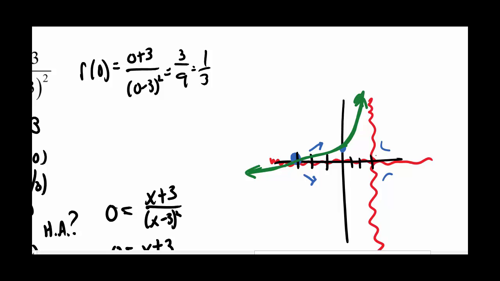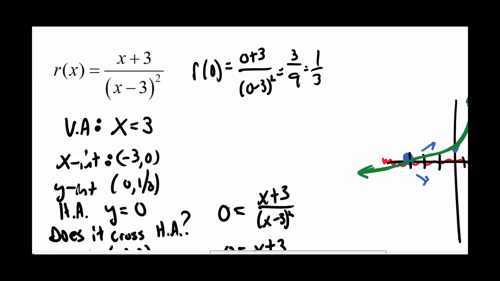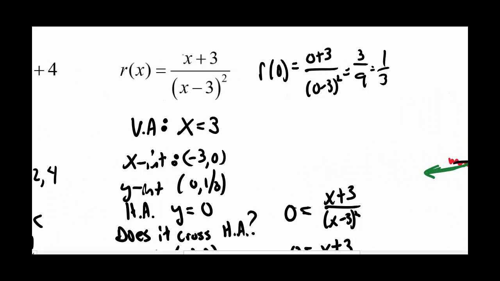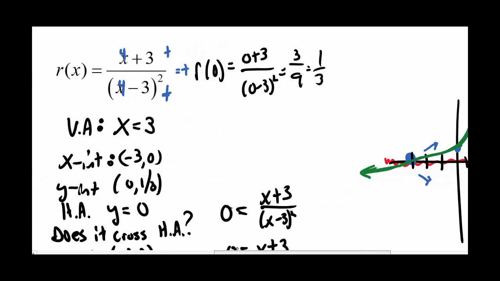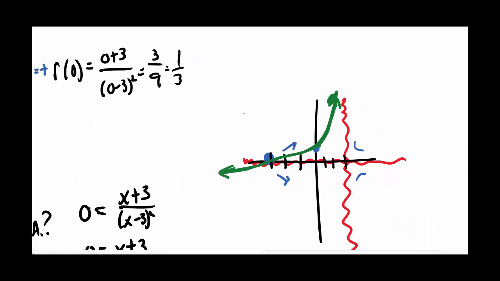What about over here though? Past positive 3, like at 4 or 5. So let's do the same trick we did a second ago. Let's put a 4 in there. 4 plus 3 is positive. 4 minus 3 is negative, but squared it's positive. So I get a positive result, which means that it's above. It's got to hug above. So that is what my rational function looks like.